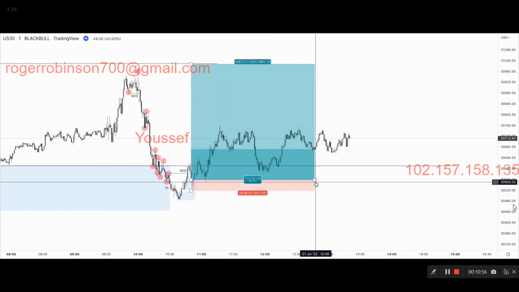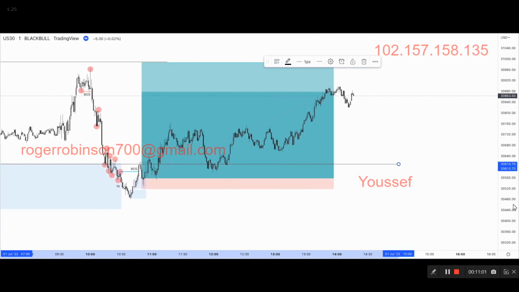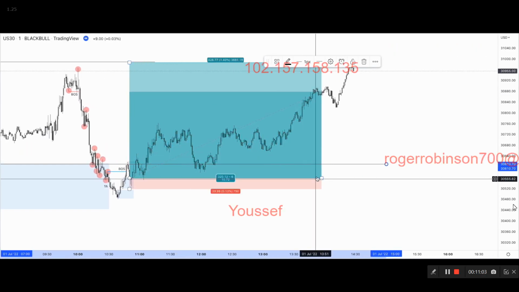As you see, price is just going to continue going higher and higher and higher. And as soon as it smacks our take profit, we know and have the confidence that we have made the right decision.